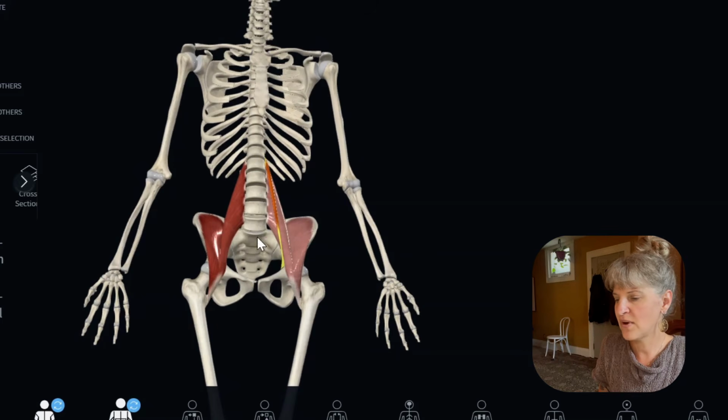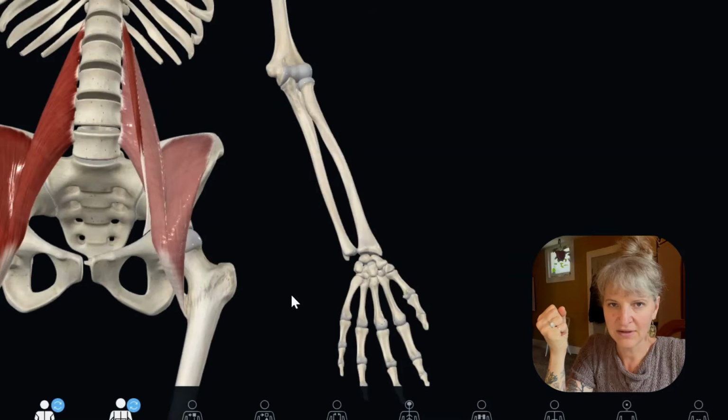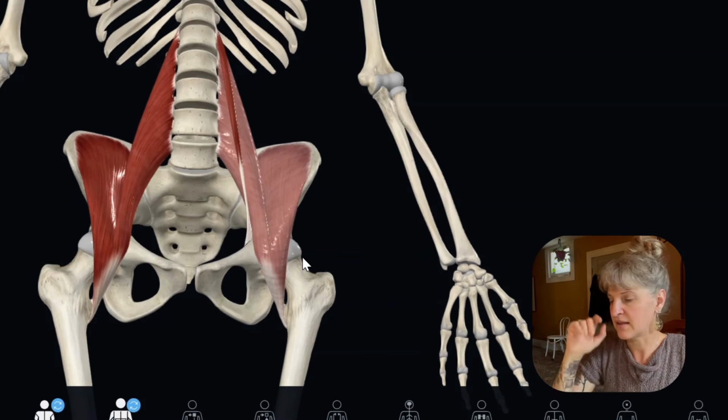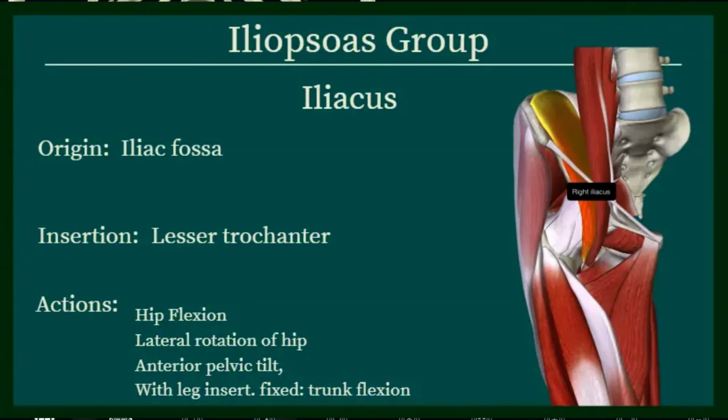But psoas is usually lumped together as just psoas major, or just psoas in general, because they both kind of do the same thing. And because not everybody has a psoas minor, we don't really worry about that too much for the MBLEx. But I threw it in there. Why not? And then finally we have iliacus.